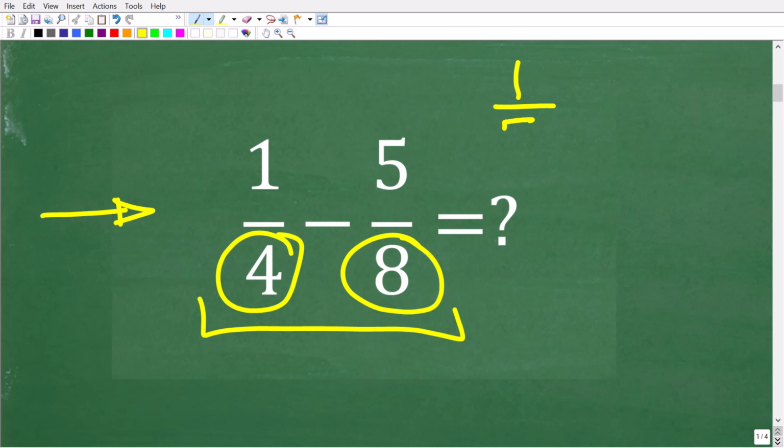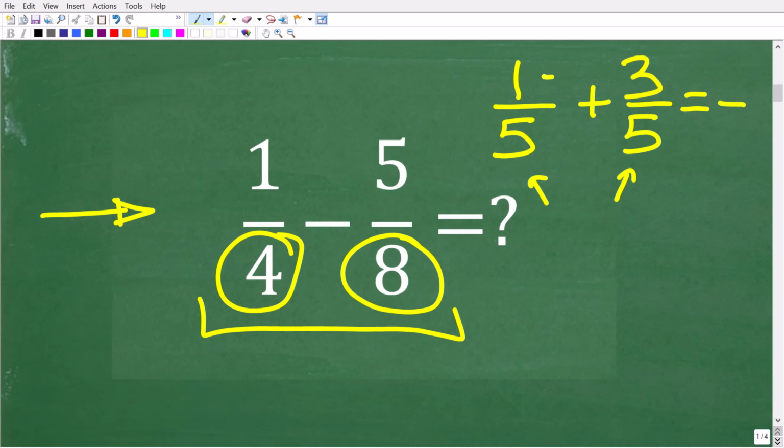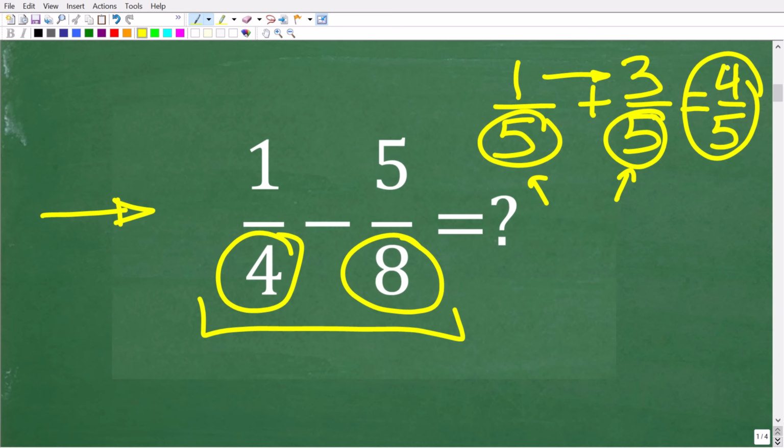So let's say I had 1/5 and I want to add that to 3/5. So here we do have the same denominators, which of course is 5. So to do this problem, all we have to do is add the numerators, or the top numbers. So 1 plus 3 of course is 4, and we're going to write that over the common denominator of 5. So 4/5 is the answer.